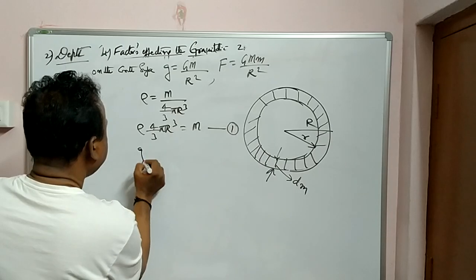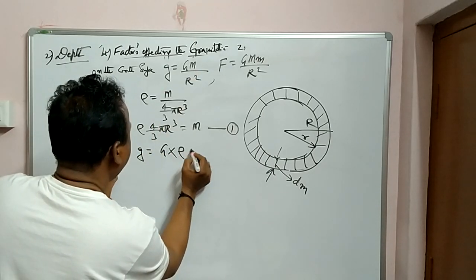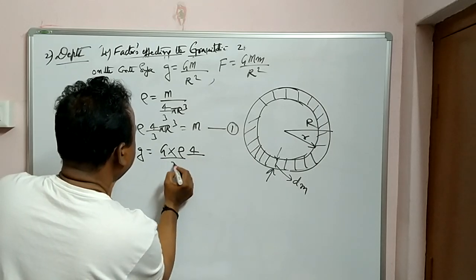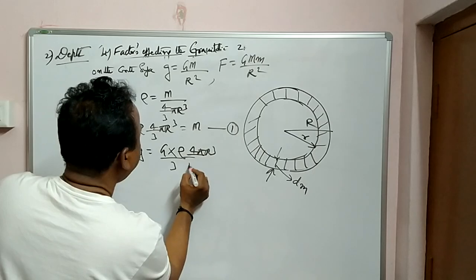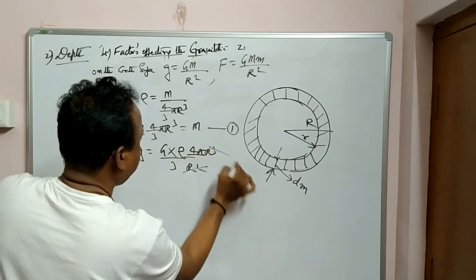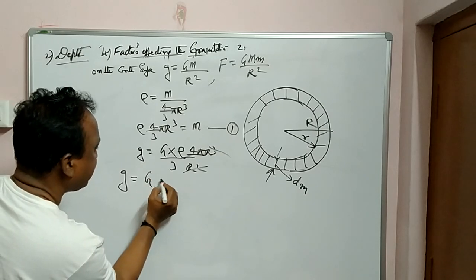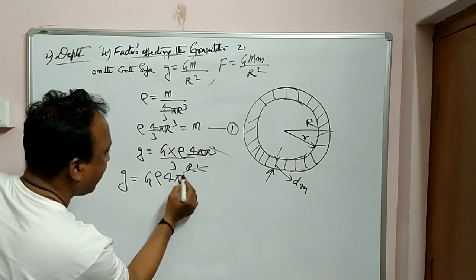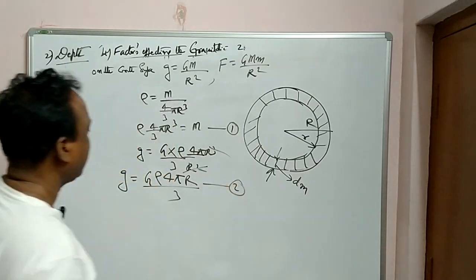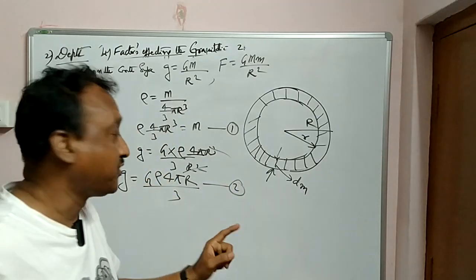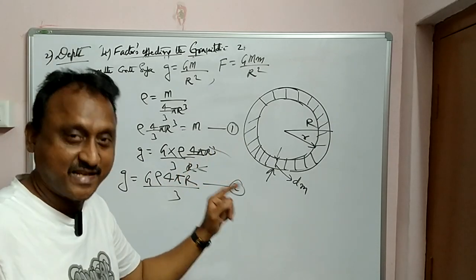See here. g is equal to G into M, that is rho 4 by 3 pi R cube by R square. R square cancels. So what is the value I got? g is equal to capital G rho 4 pi R by 3, equation 2. This is the value of acceleration due to gravity in terms of density.